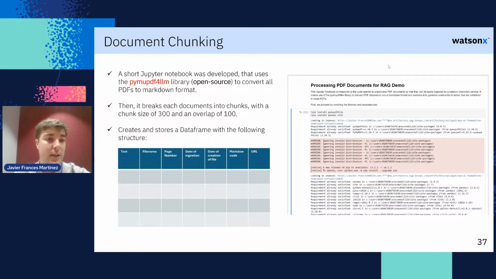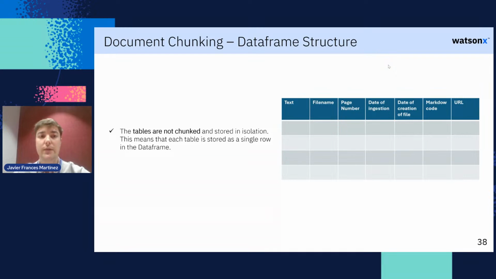Text, file name, page number, date of ingestion, date of creation, markdown code, and URL. But something really important from this data frame is that tables are not going to be chunked. So we are going to store them in isolation. This means that each table will be stored as a single row. However, the rest of the narrative text in the PDF will be stored as chunks.